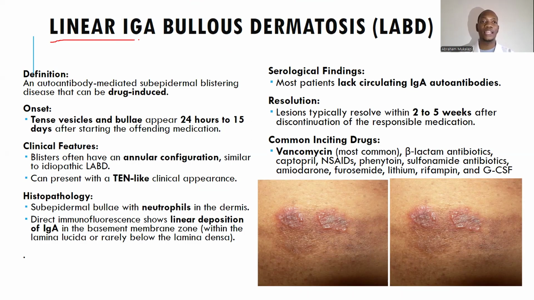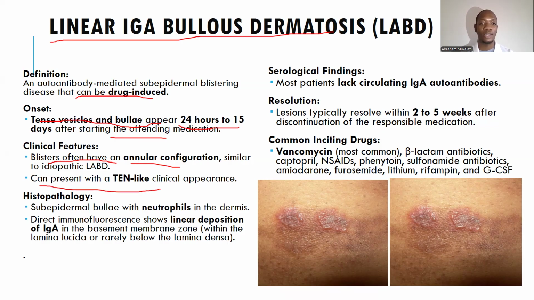So we go to the next dermatosis, that is the drug-related one. We have what we call linear IgA bullous dermatosis. We know these blistering conditions. Some of them can be triggered by drugs, the pemphigus group, the pemphigoid group. So in this case, linear IgA dermatosis can also be triggered by a drug. Usually someone will get vesicles and bullae appearing about 1 day to 15 days after you've started your drug. And clinically, they will form blisters, which can have an annular configuration similar to the idiopathic linear IgA dermatosis.